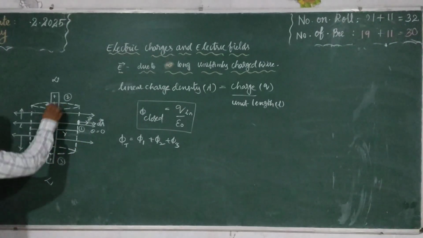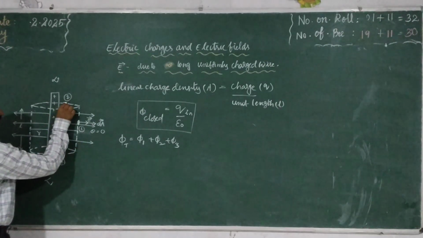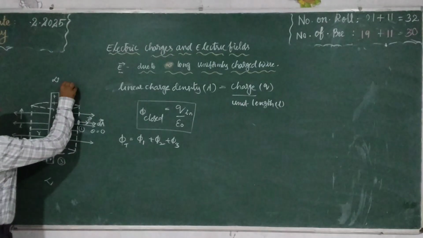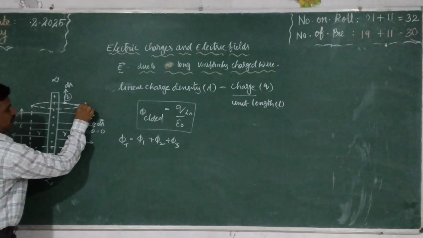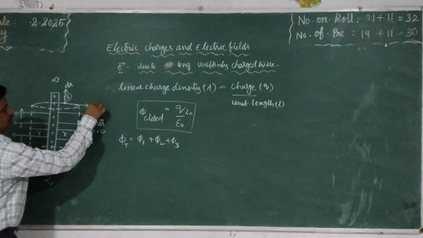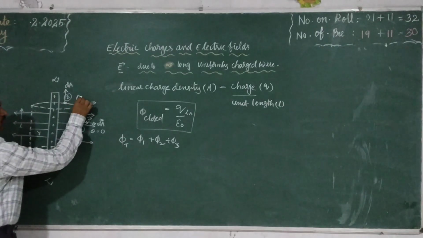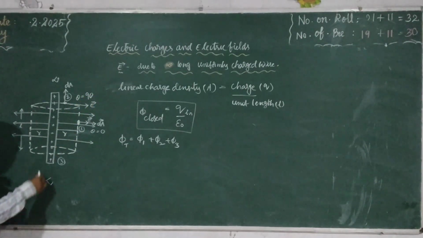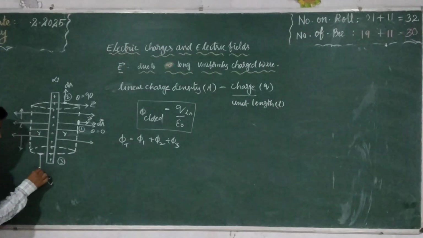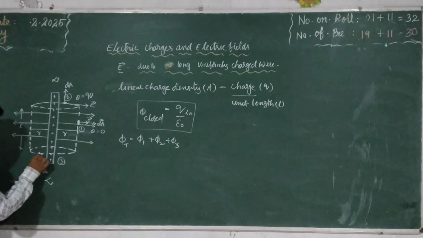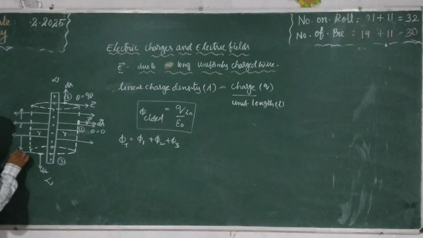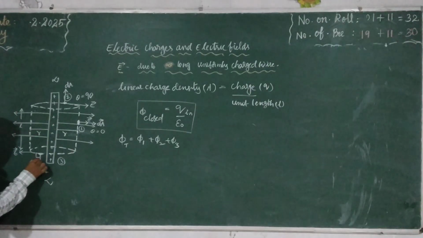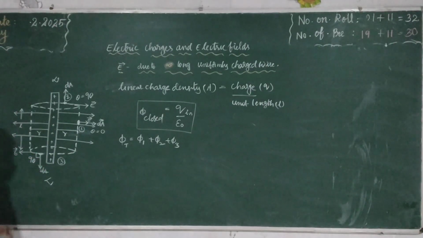For example, on this surface, we can select this area, the area vector dA, and this is the electric field vector. What is the angle between them? Theta equals 90. So you select this area on this surface, this is the area vector, this is the electric field vector. What is the angle here now? 90 degrees.